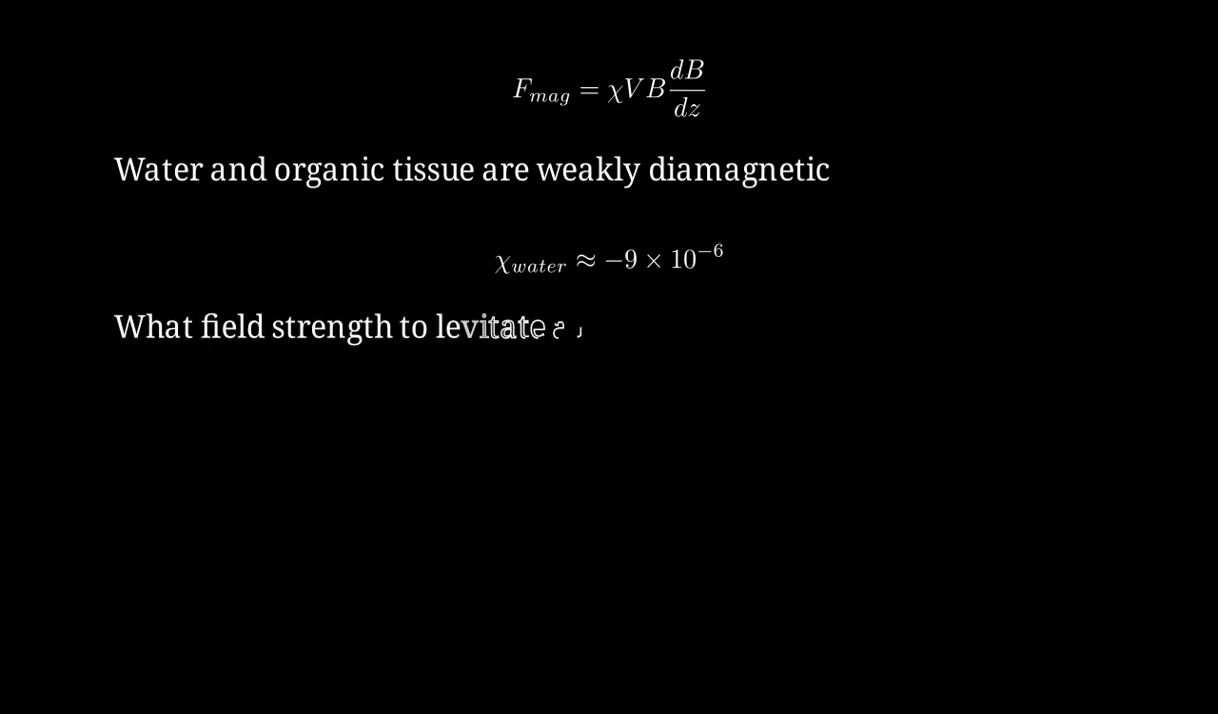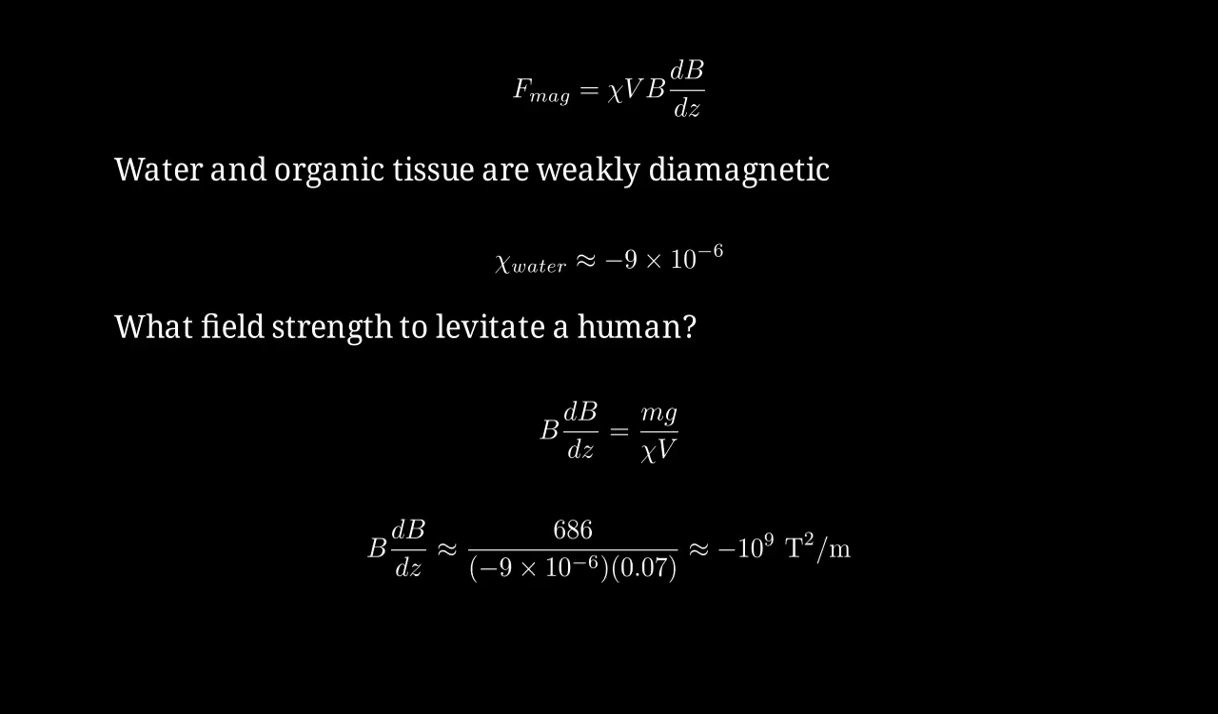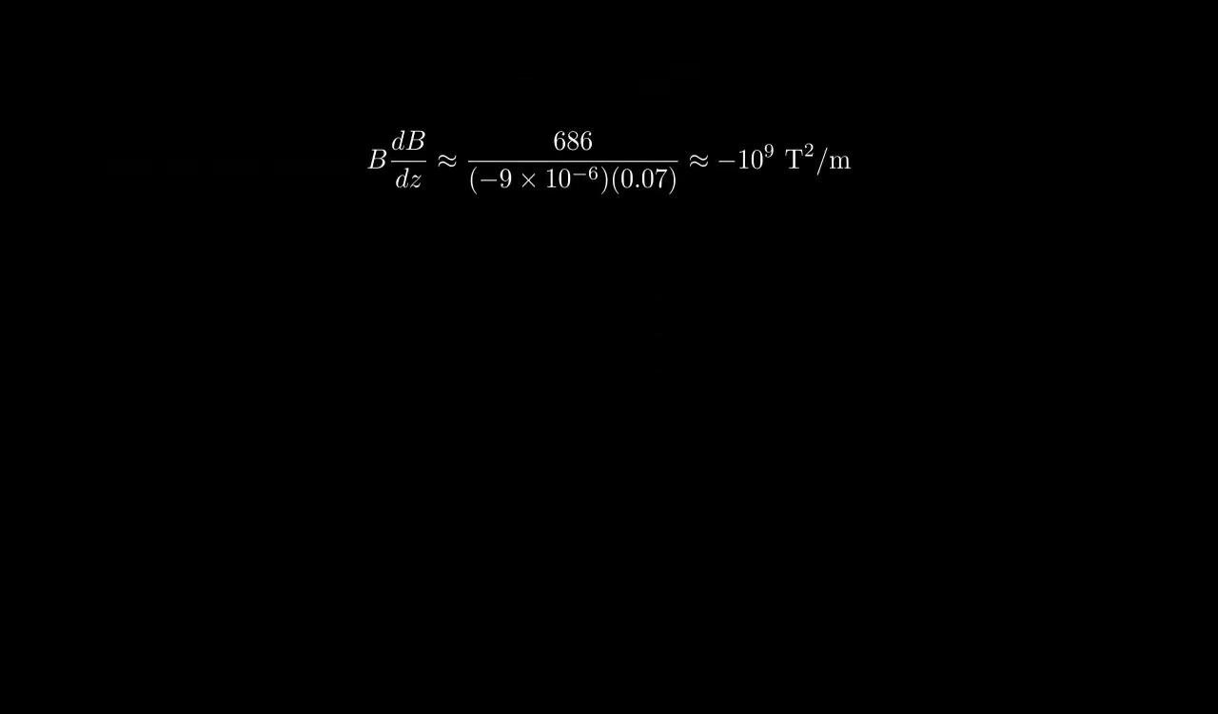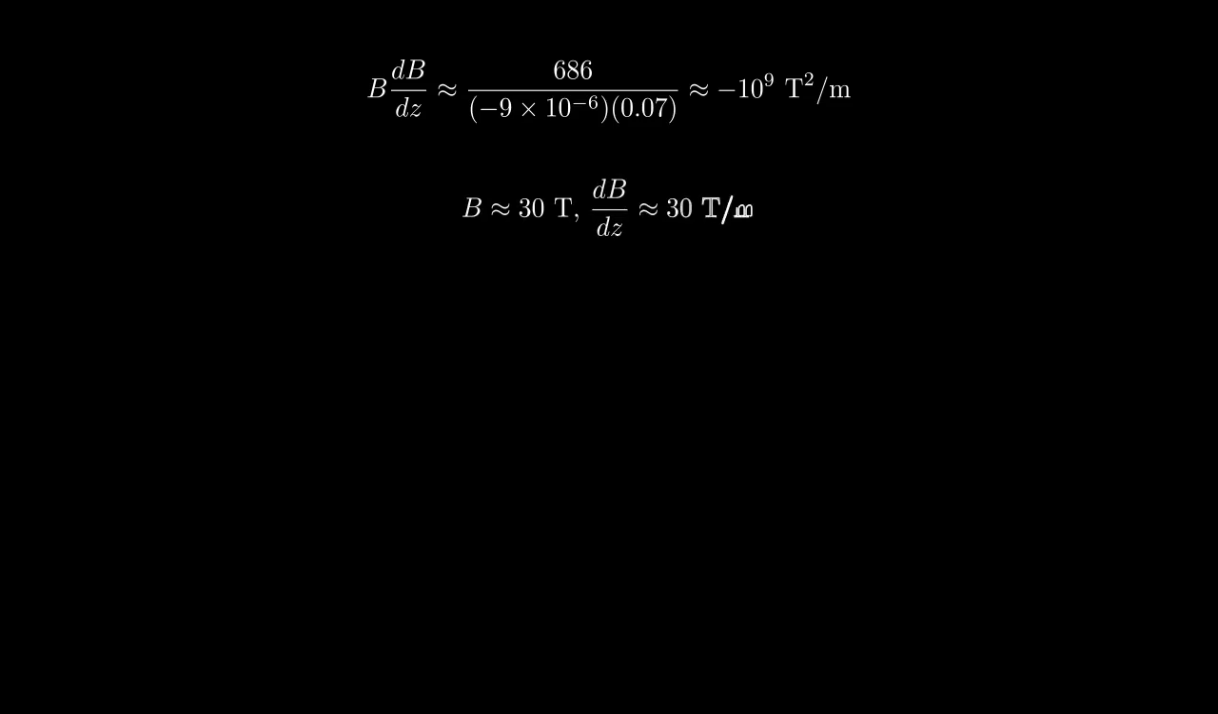What magnetic field strength would we need to levitate a human being? Setting magnetic force equal to weight, B times the gradient of B equals mg over chi times volume. For a 70 kilogram person with volume 0.07 cubic meters, we need B times gradient around 1 billion Tesla squared per meter. This corresponds to a field of about 30 Tesla, with a gradient of 30 Tesla per meter.